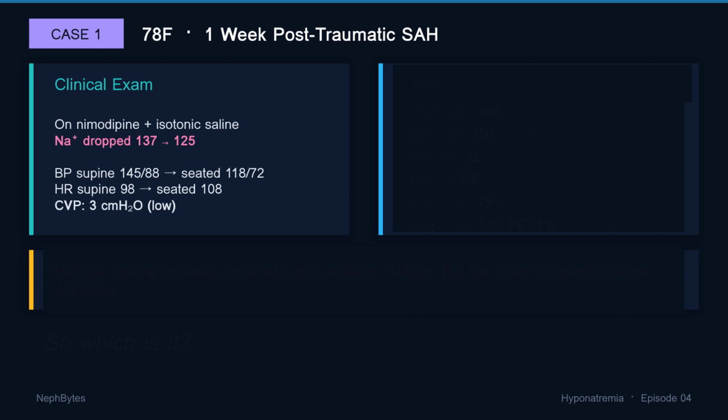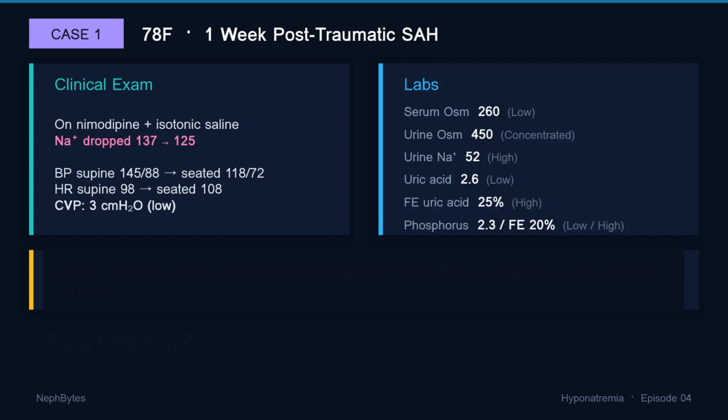Central venous pressure is 3 centimeters of water, low. Labs: serum osmolality 260, urine osmolality 450, urine sodium 52. Uric acid is 2.6, low. Fractional excretion of uric acid is 25%, high. Phosphorus is 2.3, low. Fractional excretion of phosphorus is 20%.